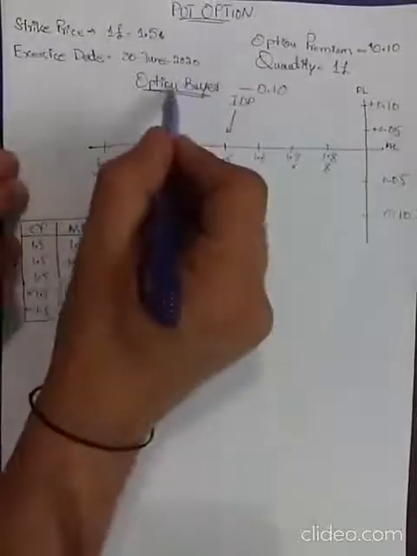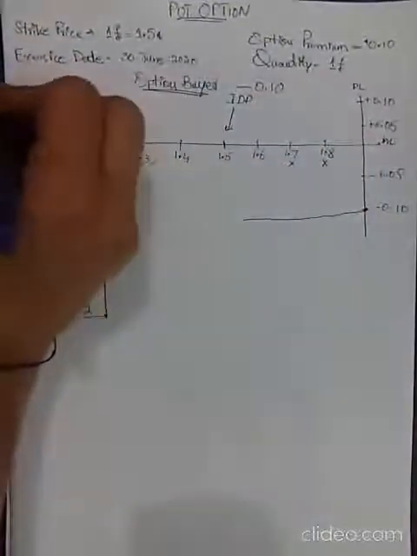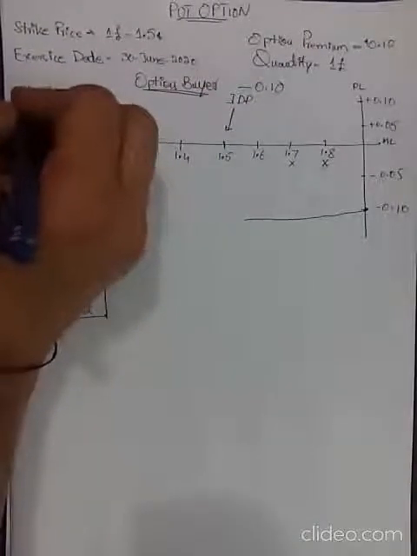Then the graph is for the option buyer. The option buyer graph always starts from the bottom because he's the guy who has paid the premium, and the line will go straight till the indifference point, which is 1.5. Now I will shift this 0.10 here, minus 0.10. So I have already paid it.